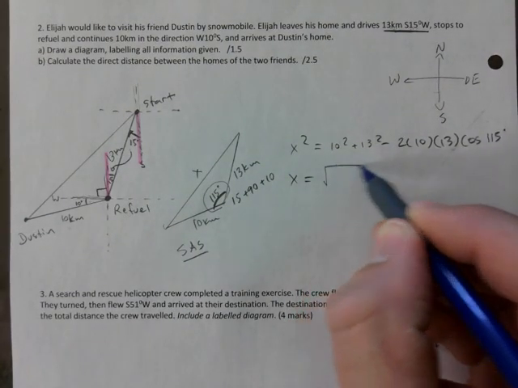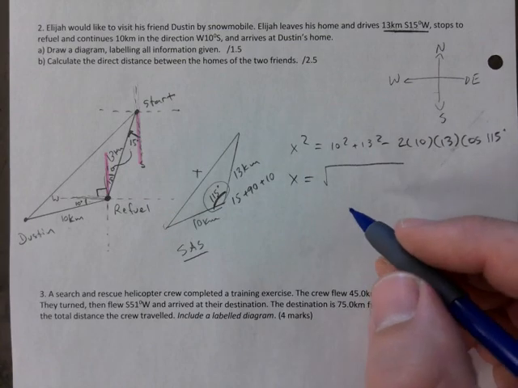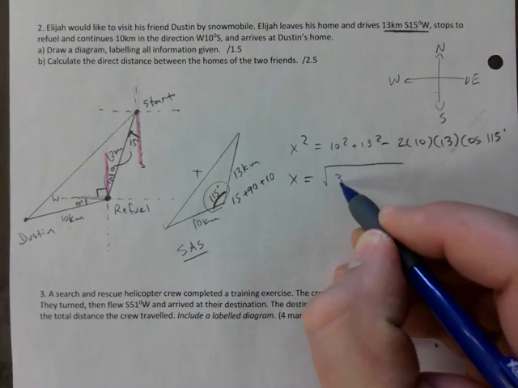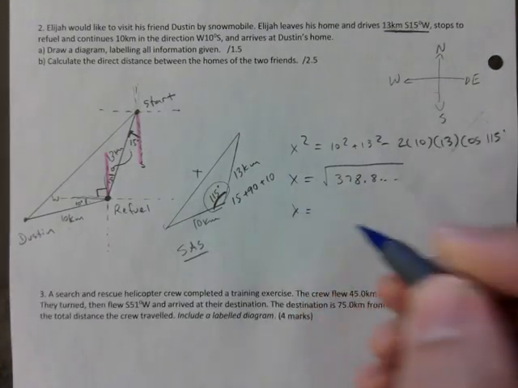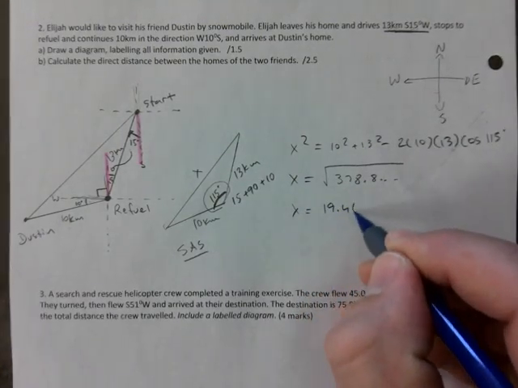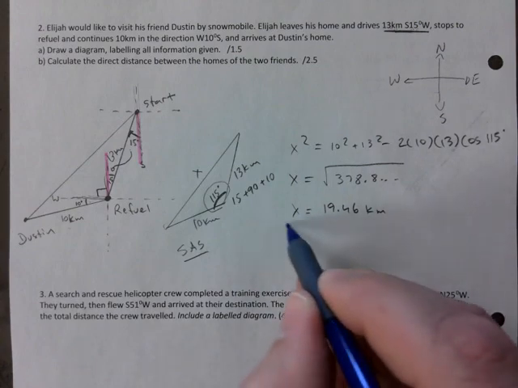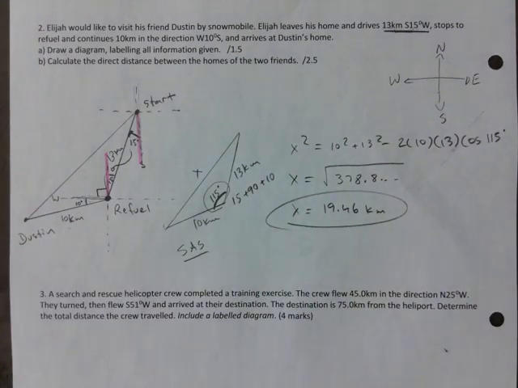X is the square root of all of this, and I'm just going to give you the answer: 37.8 something. So that would be 19.46 kilometers. So this one is just one step to solve, right?